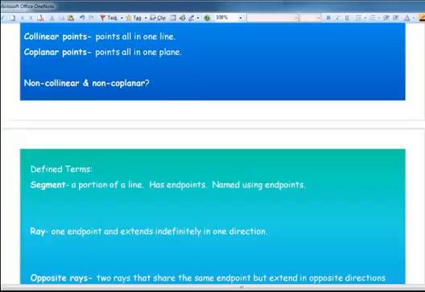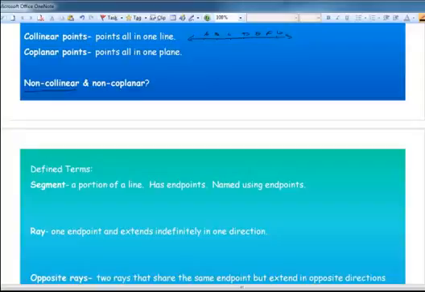So collinear says it's points all in one line, 1, 2, 3, 4, 5, 6, 7, and as long as these are all on the same line, they're said to be collinear. Now, if you had one point that was not on here, so say we had point H that was above this, wouldn't that be the idea of non-collinear?